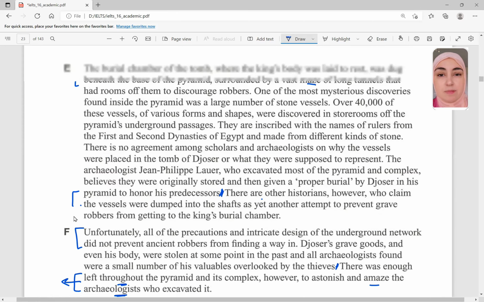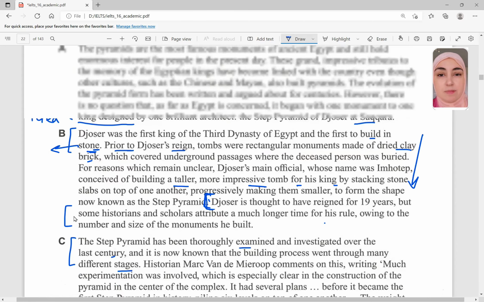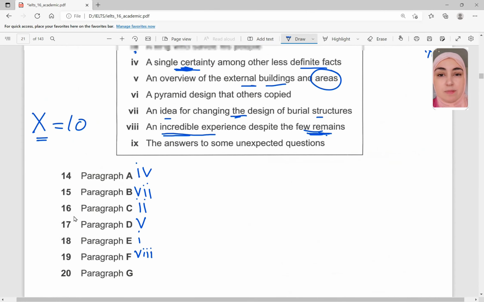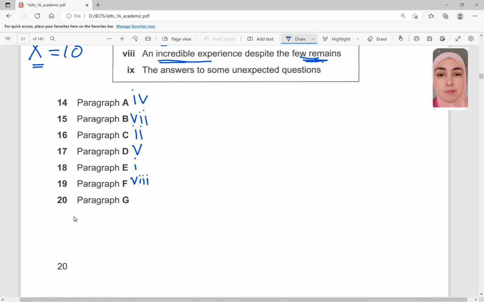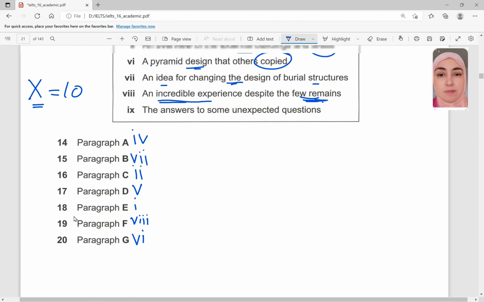So which one shall I choose now? Let's go back and see. All right, so this one is probably the best match, a pyramid design that others copied. And this is what was exactly said in this paragraph in the last sentence. So as you can see how easy it is, we managed to finish in time and all our answers are correct.